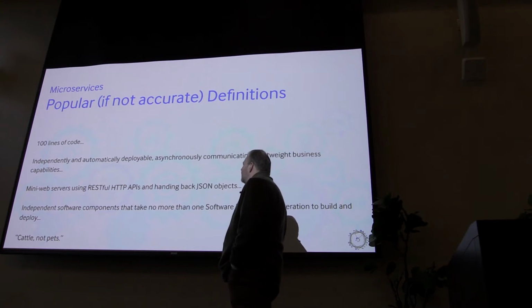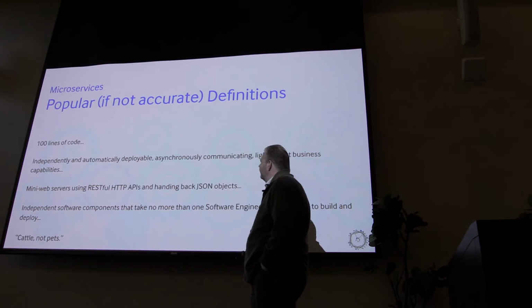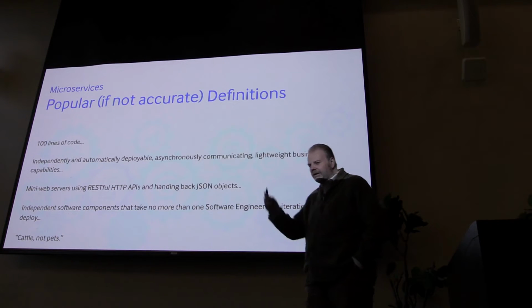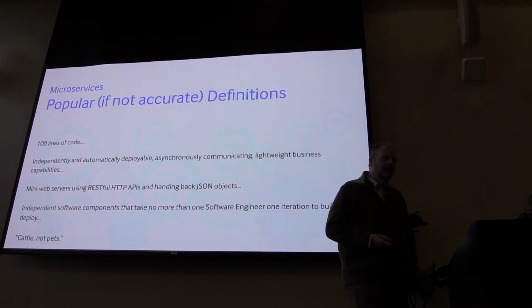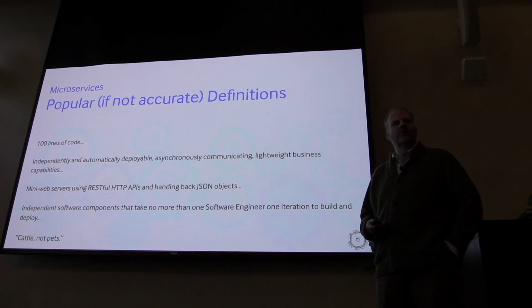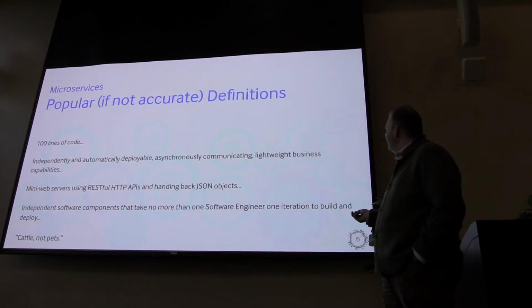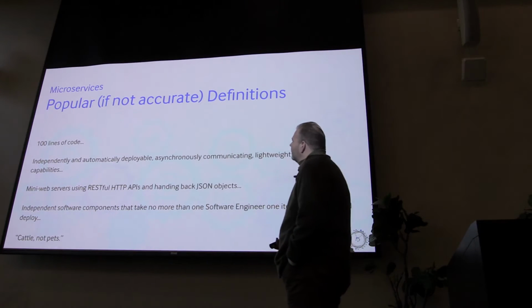And here are some other ones. Independent software components that don't take any more than one software engineer, one iteration. They usually talk about that as like 2 weeks. These are the project managers in the world who want to be able to schedule these things. How long does it actually take? We're going to come back to that. I don't know, this iteration thing at 2 weeks is kind of debatable.